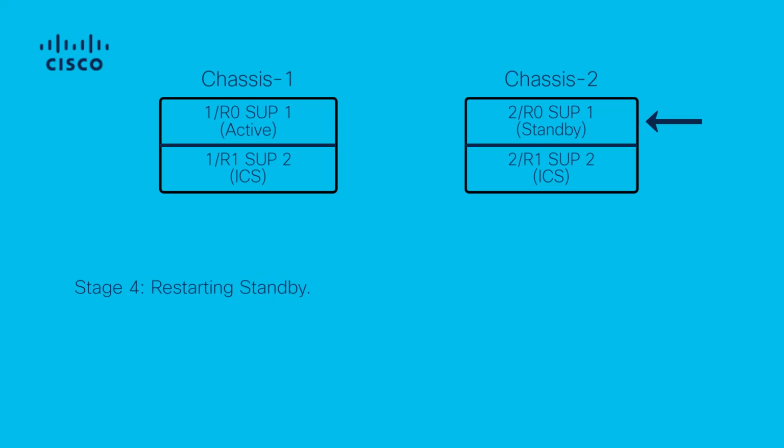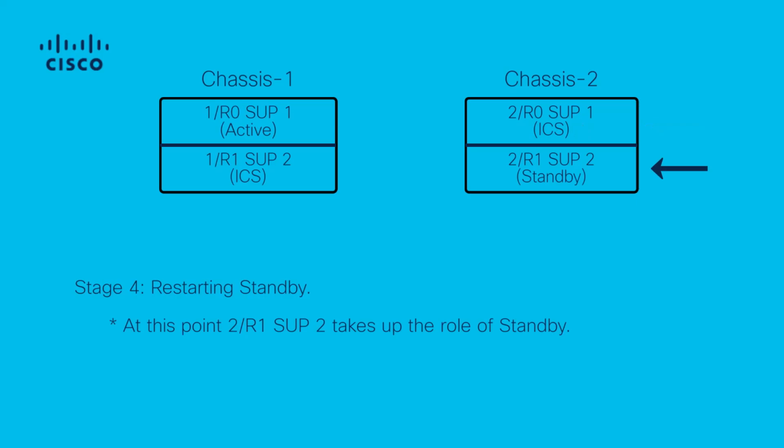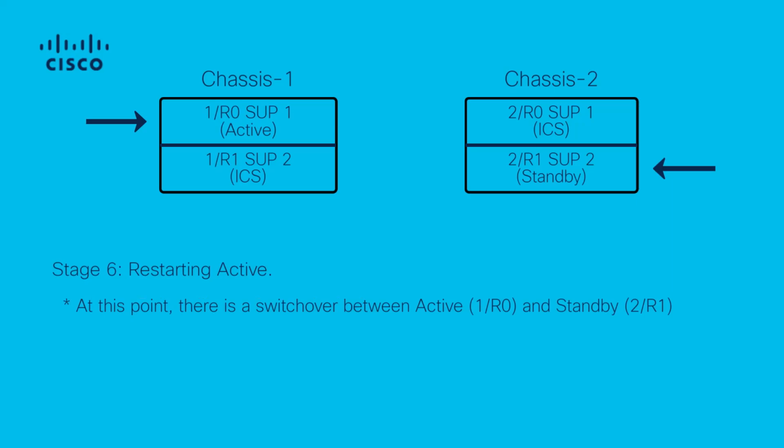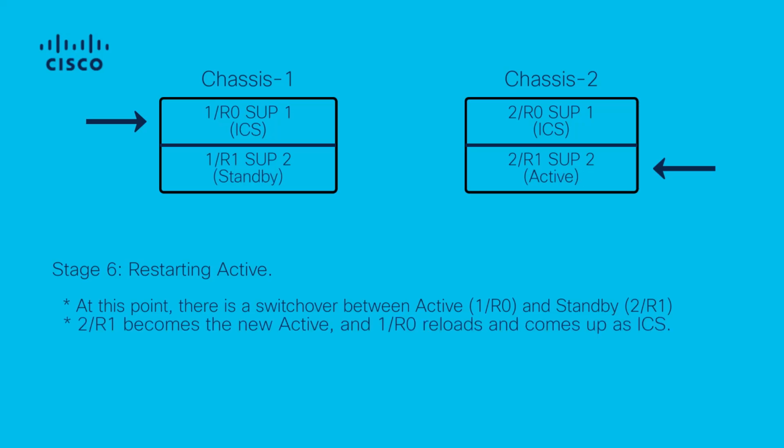Stage 4, restarting standby. At this point, the supervisor in slot 2/R1 will take up the role of standby. 2/R0 goes for a reload and comes up as in-chassis standby. In stage 5, software would be installed in the active supervisor. Stage 6, restarting active. At this point, there is a switchover between the active supervisor in slot 1/R0 and the standby supervisor in slot 2/R1. 2/R1 becomes the new active and 1/R0 reloads and comes up as in-chassis standby. 1/R1 assumes the role of new standby.